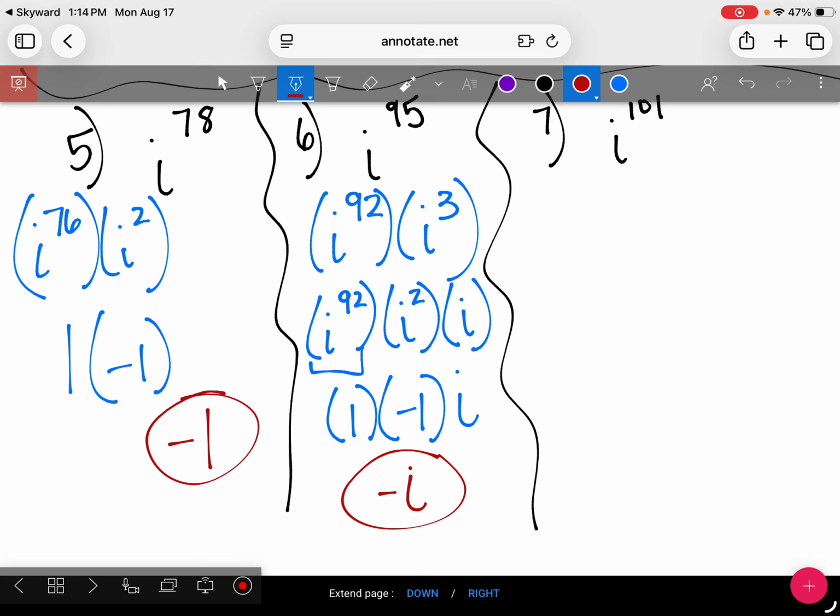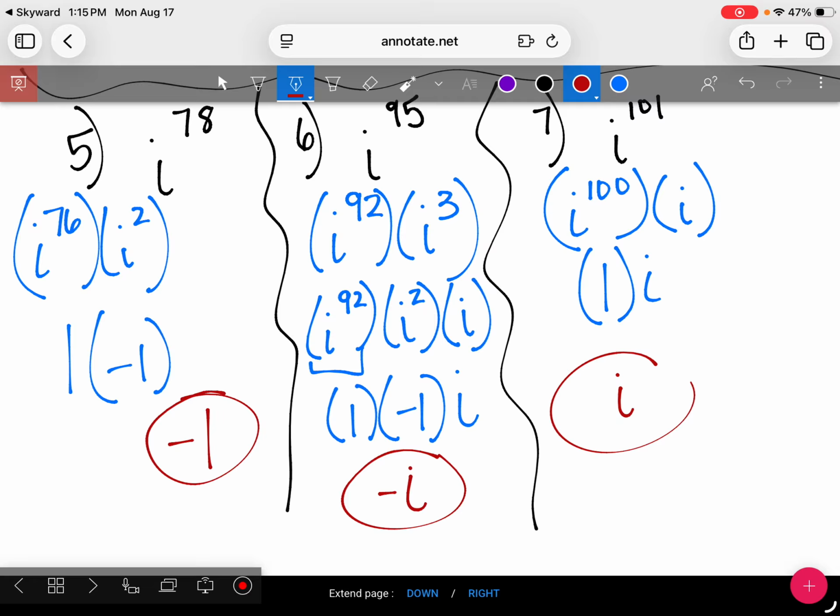How high can I go on my list without going over 101? 100. We at the top. So we have i to the power of 100. How many do I have left over? This is 1 and i equals i. So the final answer would be a positive i.